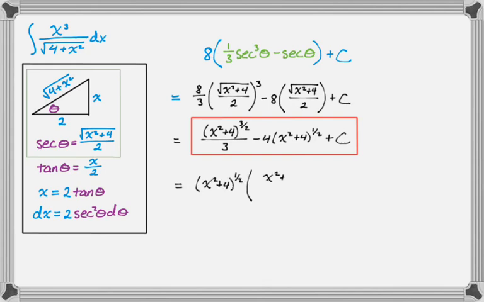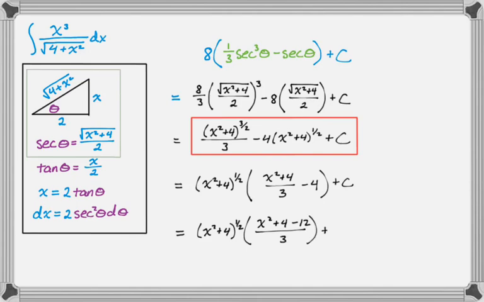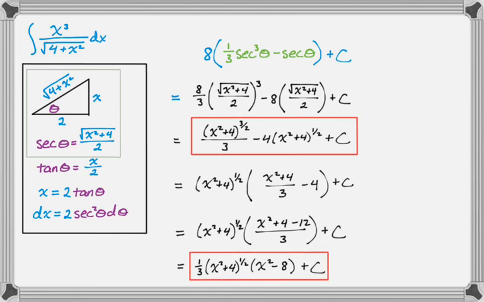I get this. And then if I get a common denominator inside of there, I get this. And then if I take out the 1/3 and clean that up, I get this, which is maybe, if you use a calculator, this might be the answer that it gives you, so I just wanted to show that.